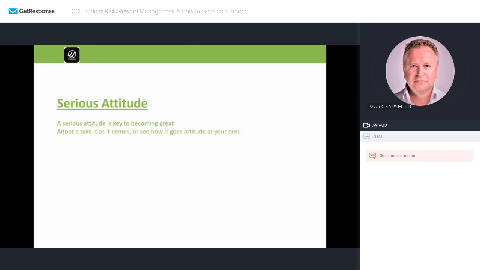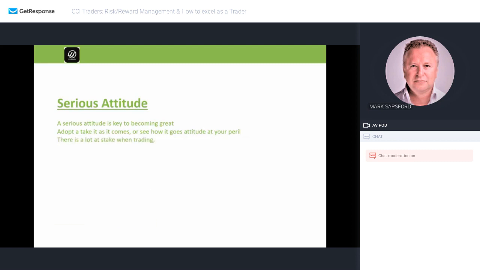A serious attitude is key to becoming great at whatever you do. Adopt a take it as it comes attitude, or a see how it goes attitude at your peril. What I mean by this is that if you are starting something new and you don't have any focus on being serious and you just want to see how it pans out or see what happens or see how it goes and not drive the project with a serious attitude, the whole thing will come crashing to the ground.